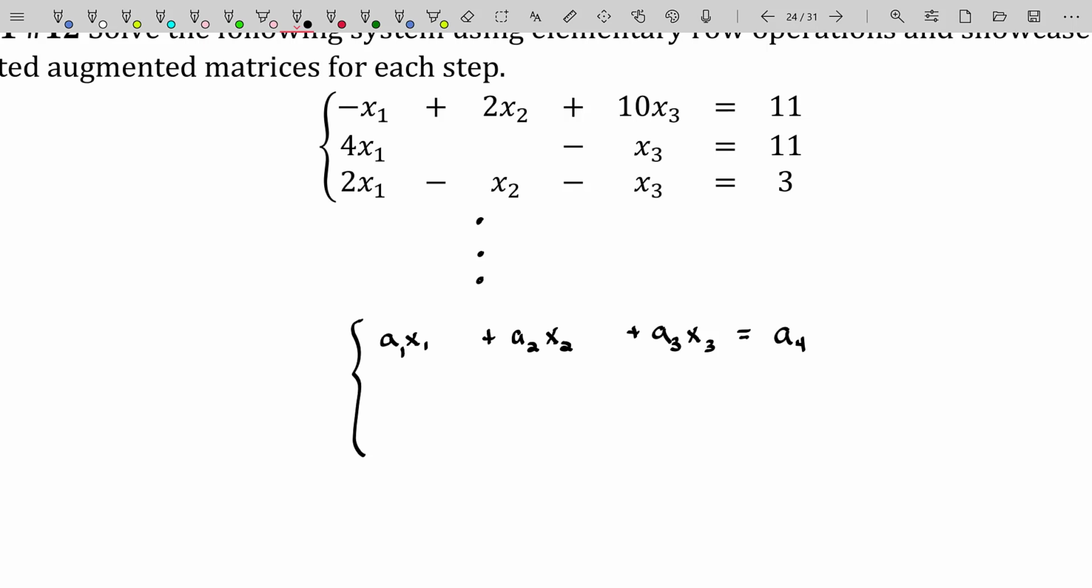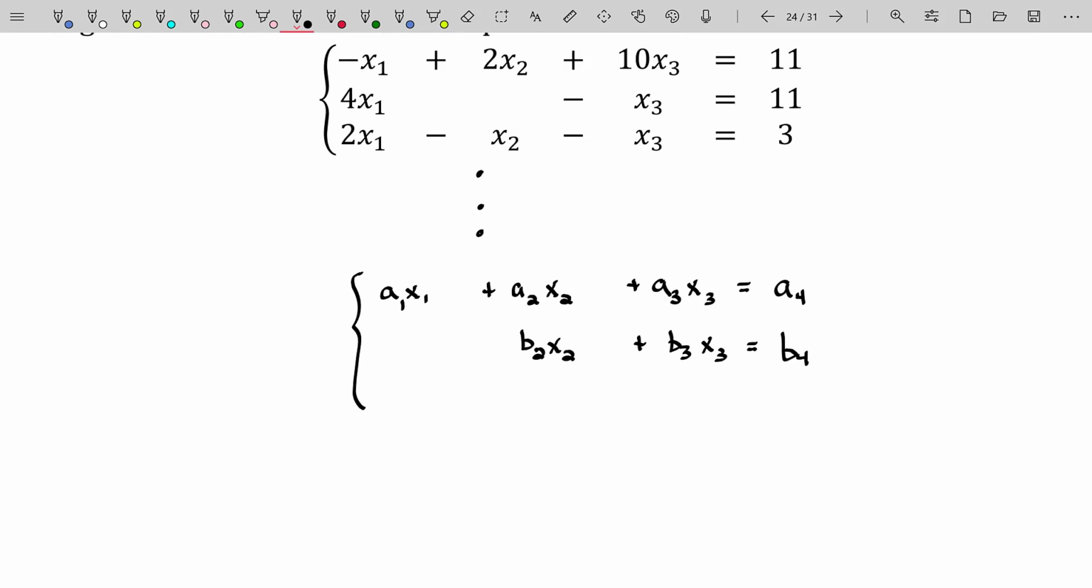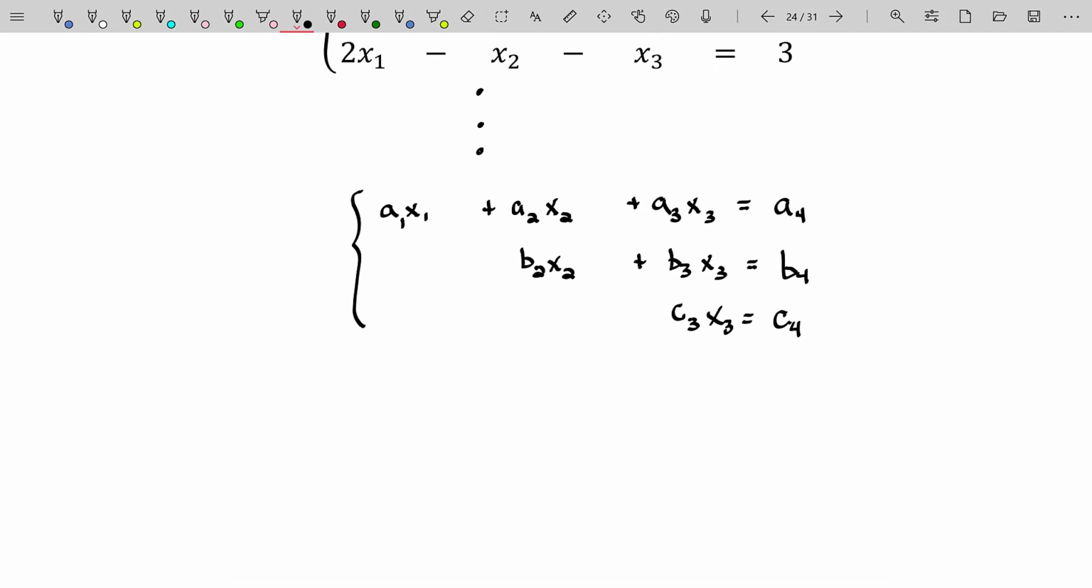And then I'd like this next row to be b sub 2 x sub 2 plus b sub 3 x sub 3 is equal to b sub 4. And then finally, I'd like the last row to be c sub 3 x sub 3 is equal to c sub 4. Because if we get down to this form right here, which we would call a triangular form, we can then use back substitution, or back solving, if you will. What you're going to do is just divide both sides by whatever this number is here, and you'll be able to find out what x sub 3 is.